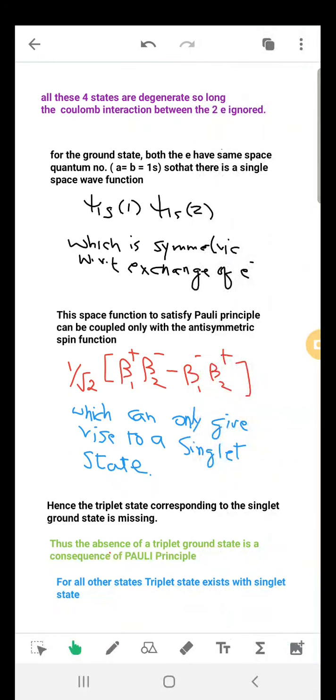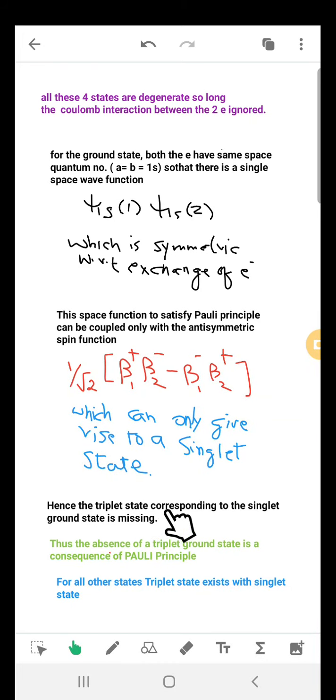Now all these four states, one singlet and three triplet states, are degenerate so long as the Coulomb interaction between the two electrons is ignored. For the ground state, both electrons have the same space quantum number, so there is a singlet space wave function which is symmetric with the exchange of electrons. Now this space function, to satisfy Pauli's principle, can be coupled only with the antisymmetric spin function. So this is the only antisymmetric spin function. If we had put a plus sign, it would have been symmetric. So this is antisymmetric, and on exchanging 1 and 2, the sign reverses, which gives rise to a singlet state.